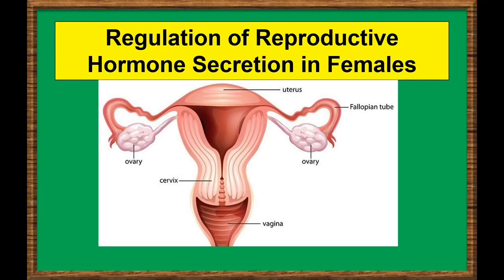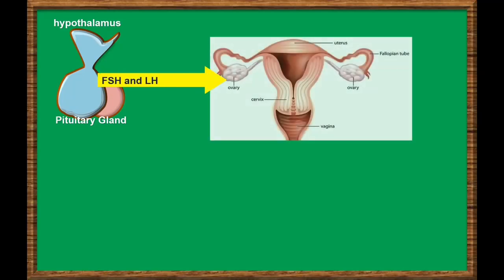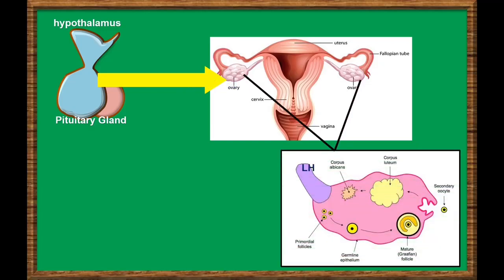Regulation of reproductive hormone secretion in females. The female reproductive system is also regulated by hormones. The GnRH from the hypothalamus stimulates the pituitary gland to release the hormones FSH and LH into the ovaries. The luteinizing hormone and follicle-stimulating hormone stimulate the ovaries to produce estrogen and progesterone.